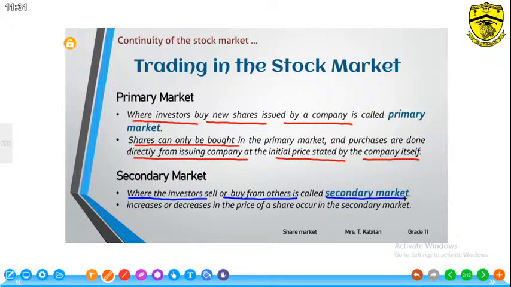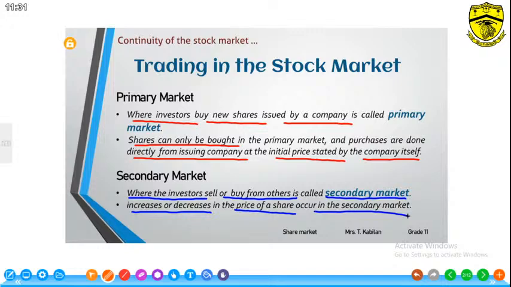And also increases and decreases in the price of a share occur in the secondary market, right? This means the market price of a share varies with time depending on the demand. Here the increase and decrease in the price of a share depends on the demand over time, right?